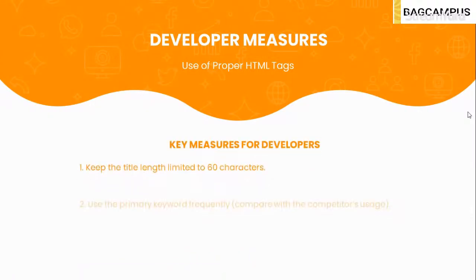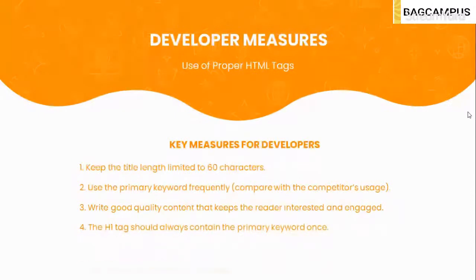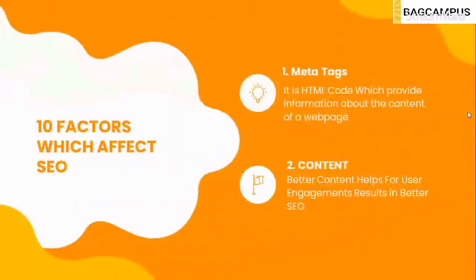Here are the five developer measures we discussed yesterday: keep the title length limited to 60 characters, use the primary keyword frequently, write good quality content that keeps the reader interested and engaged, and the H1 tag should always contain the primary keyword once. Then we learned about the 10 factors which affect SEO, like meta tags.